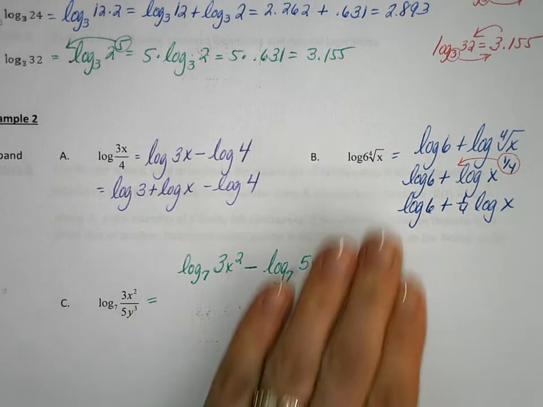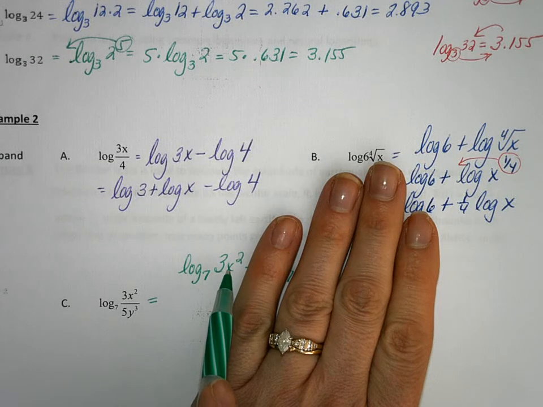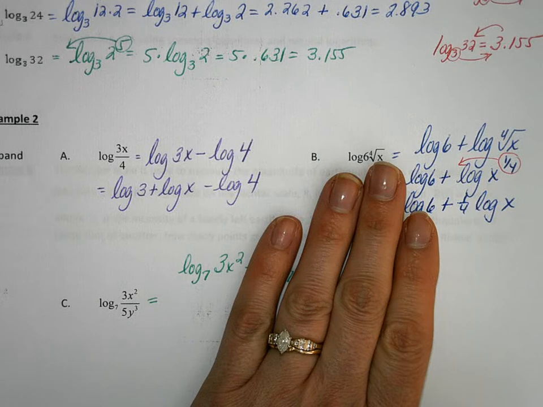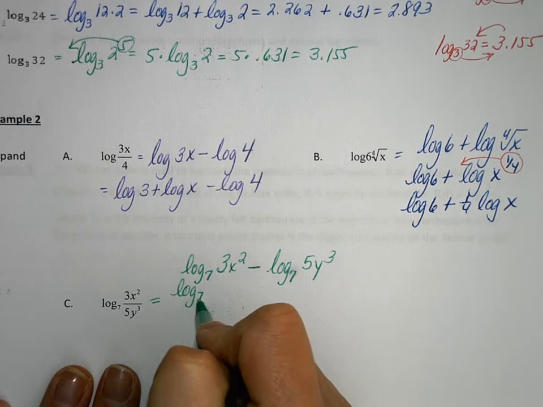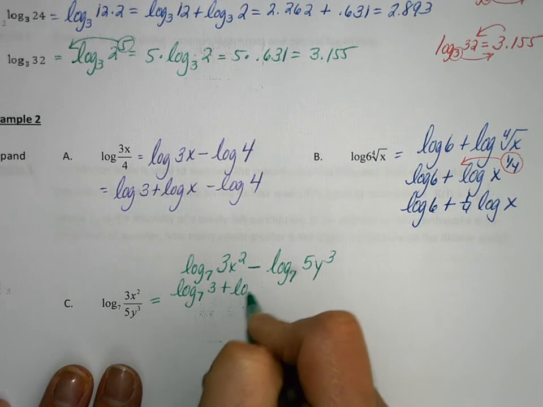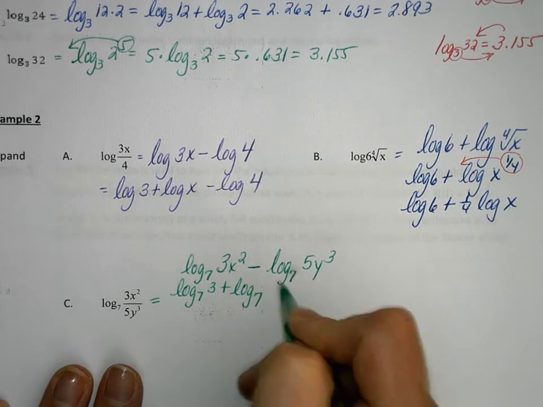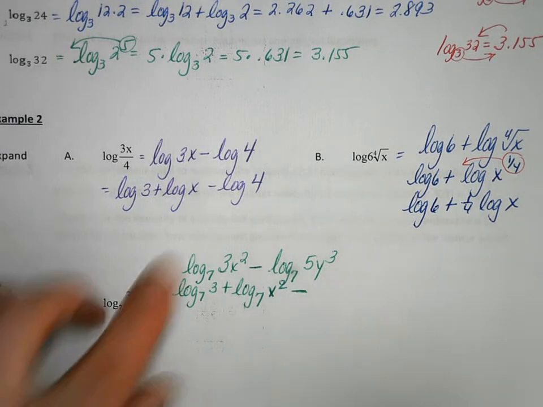Now, I'm going to look at this first part all by itself. What is going on in between them? Multiplication. So how do I break them apart? Addition. So that's going to be log base 7 of my first item 3 plus log base 7 of my second item, which is x squared. Subtract.